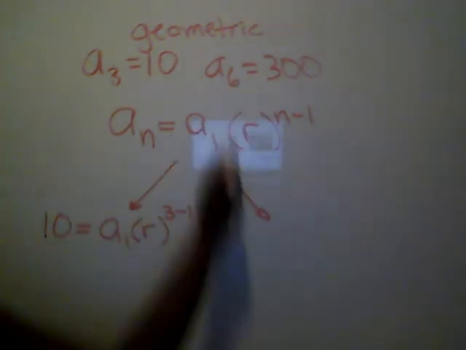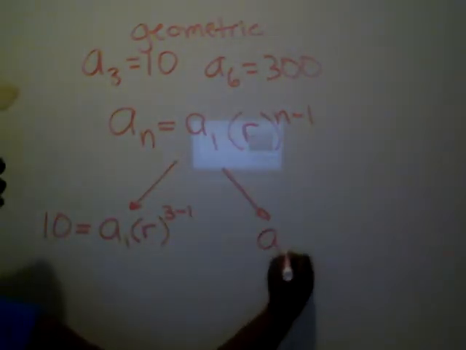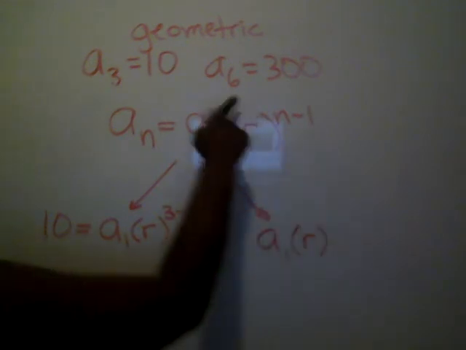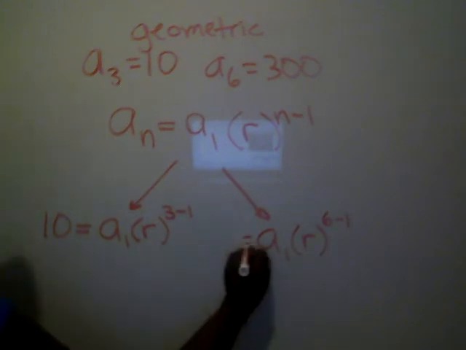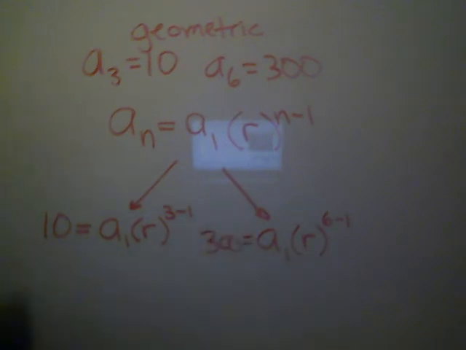I'm going to do the same thing with this one. We don't know the first term, we don't know r, but this was the sixth term. So I'll put in 6 for n, and somehow this whole equation equaled 300. Okay? So those are our two equations that we have.